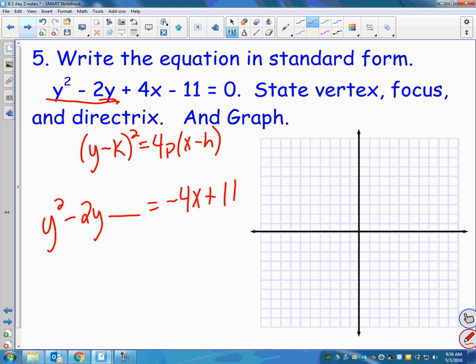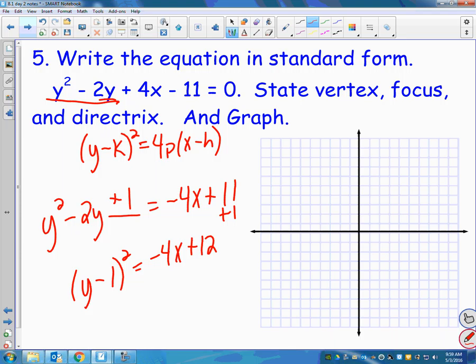Half the middle number and square it. So half of negative 2 is negative 1. Squared is positive 1, which means I'm just going to add 1 over here to 11. So I get y minus 1 squared. Half of negative 2 is negative 1. Over here I get negative 4x plus 12.